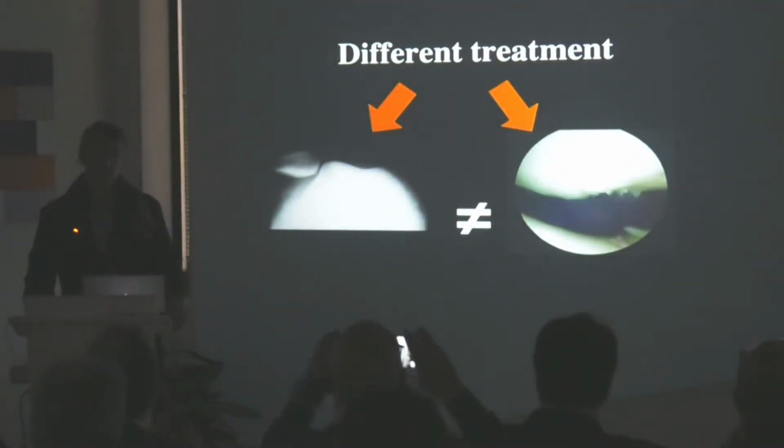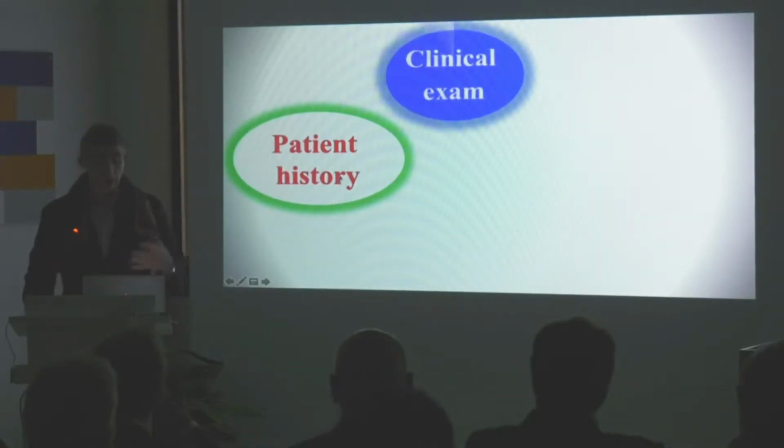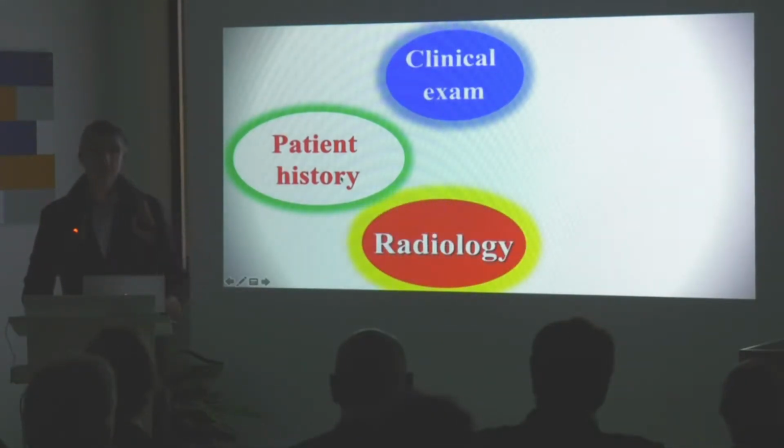So the treatment that you will propose is totally different if you have some chondropathia or chondromalacia, which is a word I hate, and a patellar dislocation. So it's totally different, and you have to be very careful about that. So how to lead you to a classification?